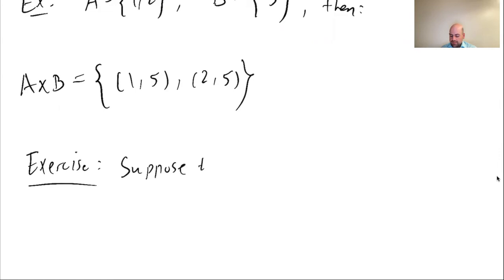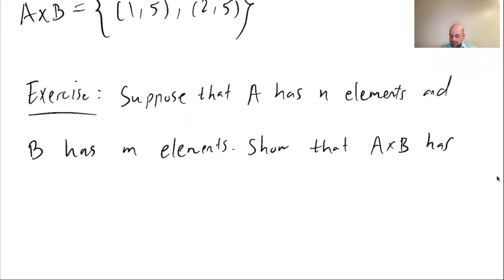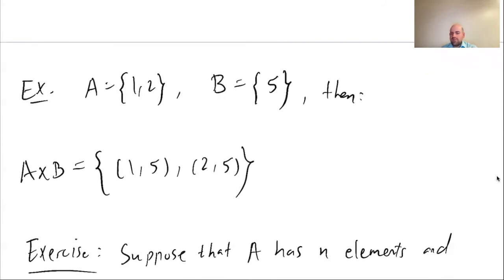Suppose that A has n elements and B has m elements. Show that A cross B has how many elements, do you think? m times n elements. So in this example, 2 elements and 1 element, and the product had 2 times 1, which is 2 elements.